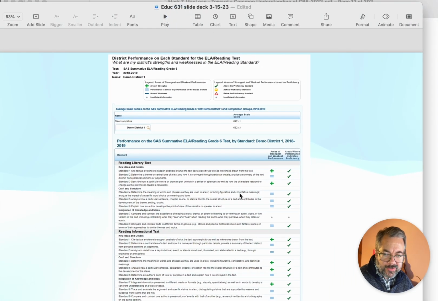Here's another one, very similar, except this is for reading language arts, or just reading, ELA reading, grade 6. And you can see all these standards are broken out.